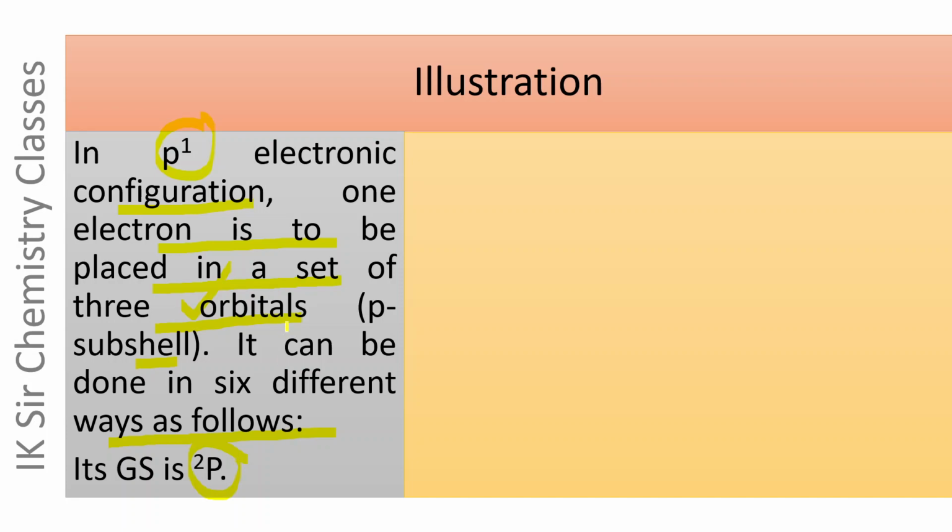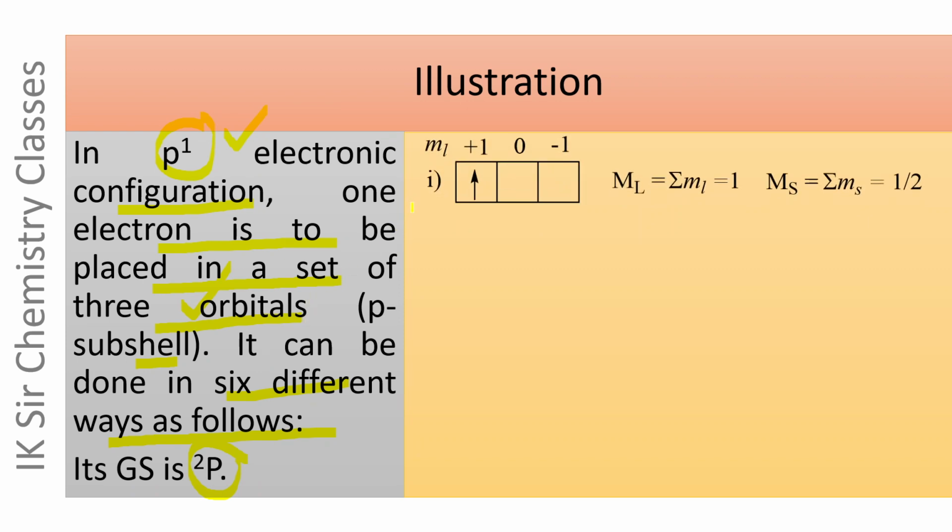Let us see these 6 microstates for p1 electronic configuration. It means one electron can be placed in the p subshell in 6 different ways, which are called microstates. This is microstate number 1, in which one electron is placed in the first box having the value of ml equal to +1.